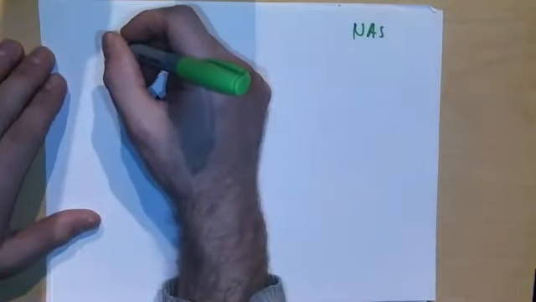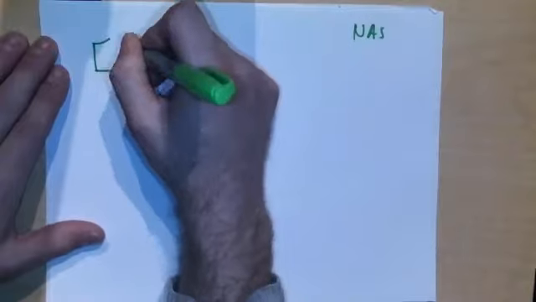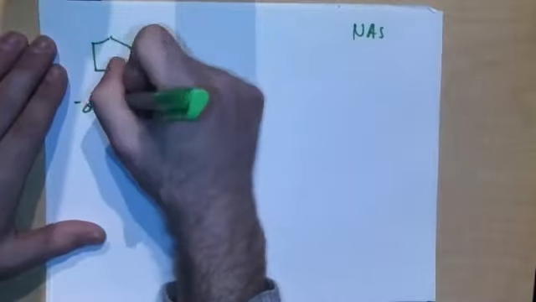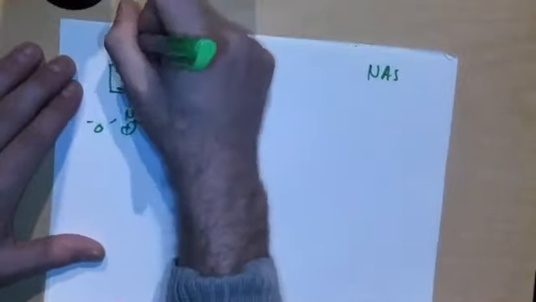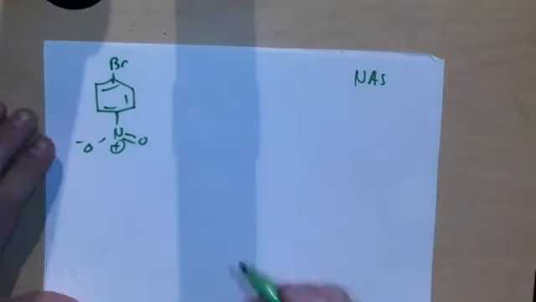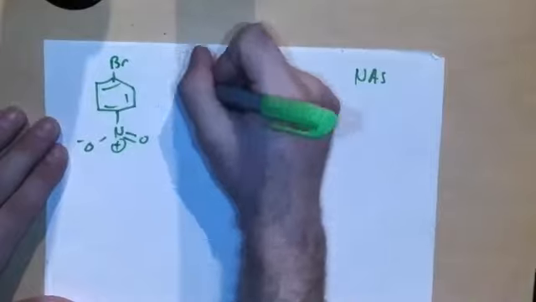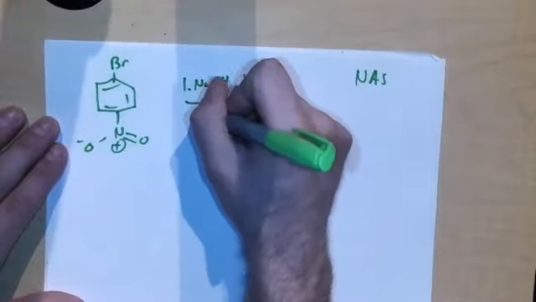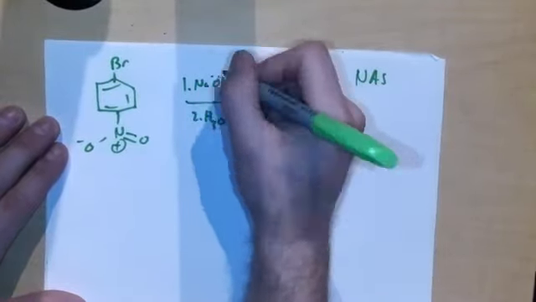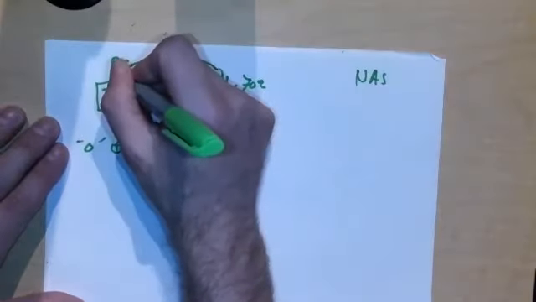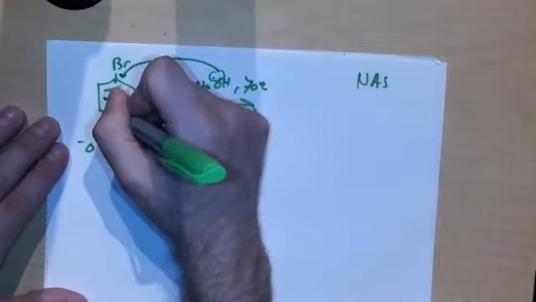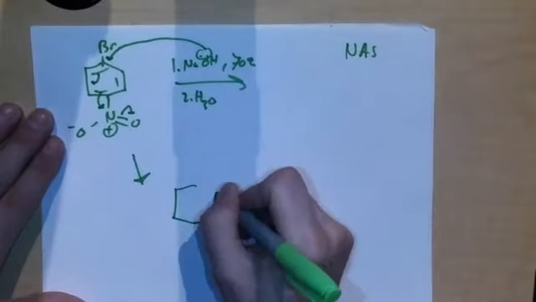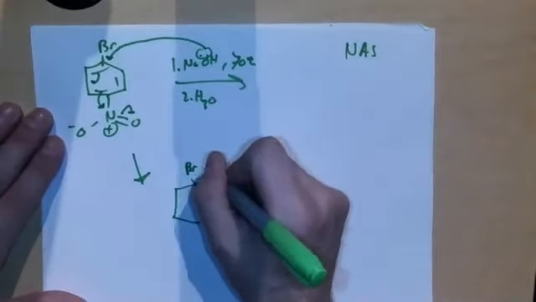So if I take this bromobenzene or nitrobromobenzene, where my nitro is in either the ortho or the para position, I can do a reaction where NaOH is going to attack the ring where this bromine is, creating a non-aromatic intermediate.